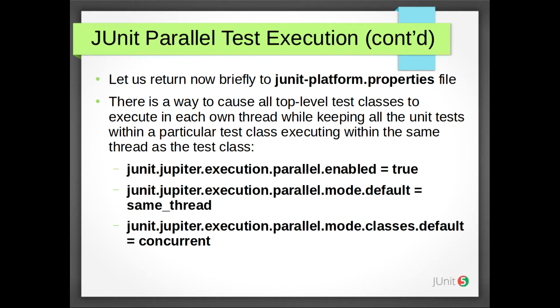junit.jupyter.execution.parallel.enabled equals true. junit.jupyter.execution.parallel.mode.default equals same_thread. junit.jupyter.execution.parallel.mode.classes.default equals concurrent. And actually I'm going to give you 1 minute, so I'll be back in 1 minute. Please write this out.